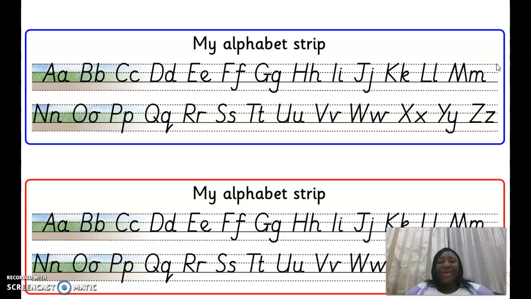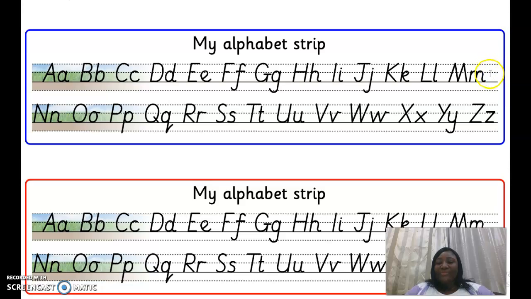A few of your letters will start from the second line. I would call them letters that have got tails. Can you see a j? Your lowercase j has got a tail. Your lowercase g has got a tail. Your lowercase f has got a tail. Your lowercase y has got a tail. And your lowercase q has got a tail. For all your lowercase letters with a tail, you will need to start writing from the second line.